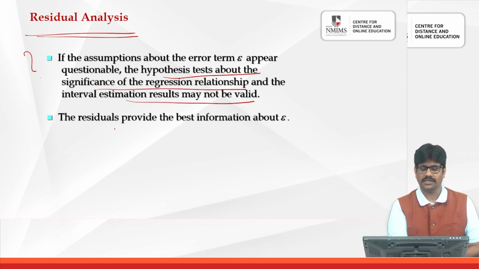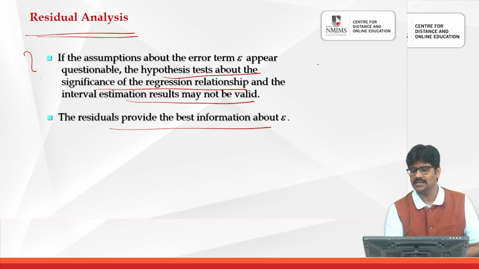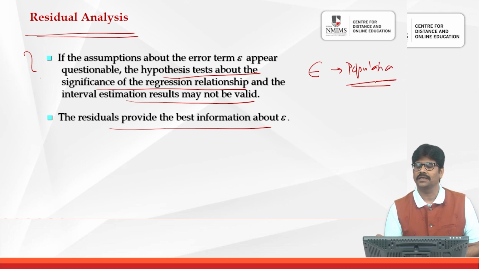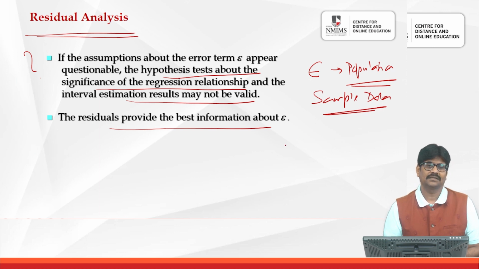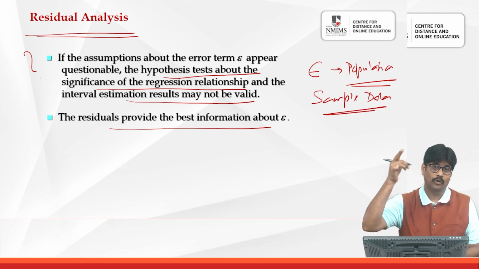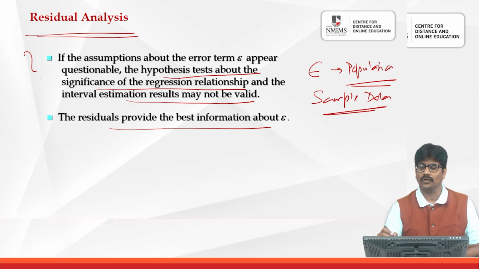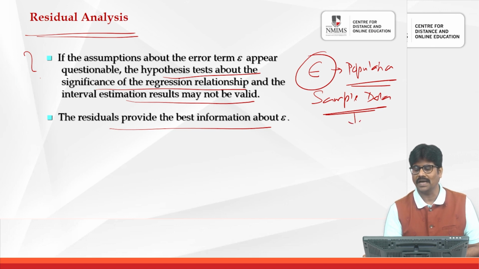The residual provides the best information about the error. So, understand that error is related to the population, but essentially we do not have population data; whatever we have is sample data. Put otherwise, what is the objective of statistics? The objective of statistics is to understand the population through a sample. So, I am trying to understand the population error through the sample. In the sample data is what I have, population data I do not have, and the error I am getting through what is called the residual.